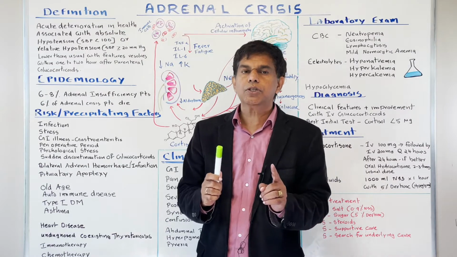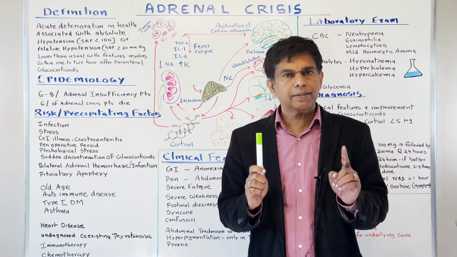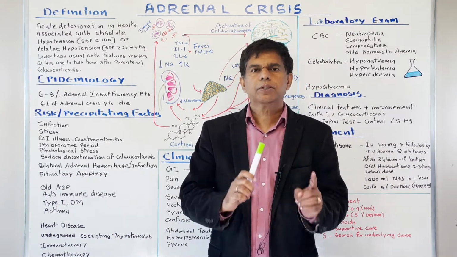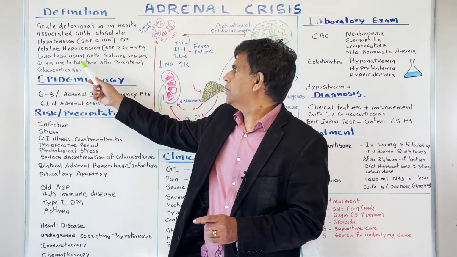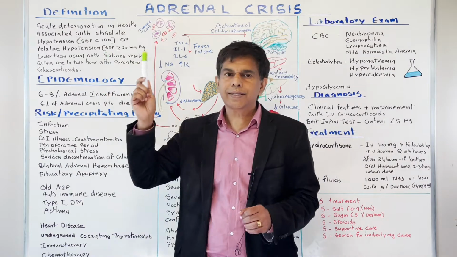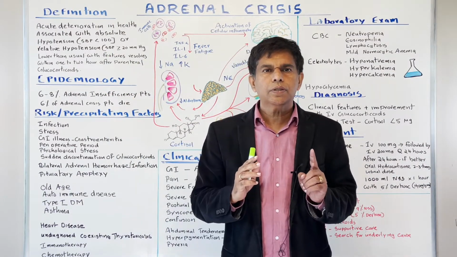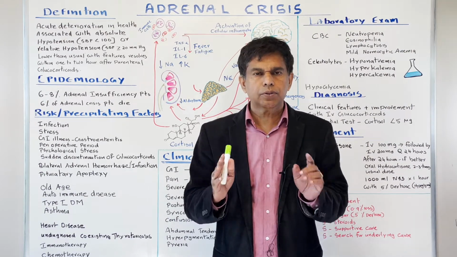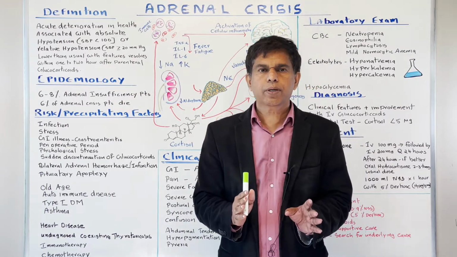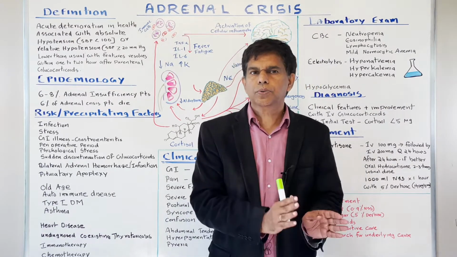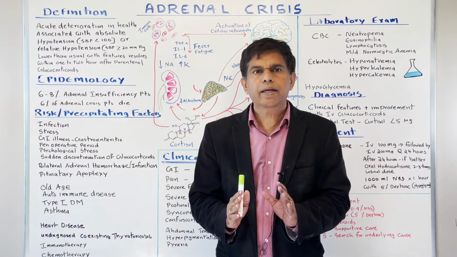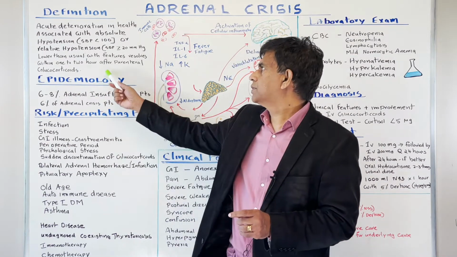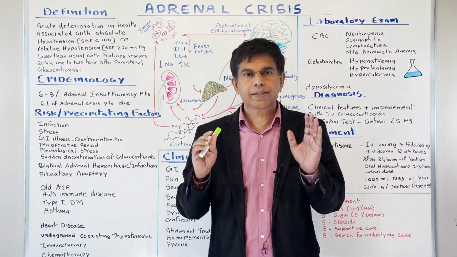Okay, so two numbers you have to know: the systolic blood pressure less than 100, or a 20 millimeter drop from the baseline. And then the other part is that the features resolve once you treat with IV glucocorticoids, the symptoms will go away. So the two components: one, systolic blood pressure less than 100 or 20 below baseline, and two, the features disappear after you give IV steroids, IV glucocorticoids. Okay, that is the definition.